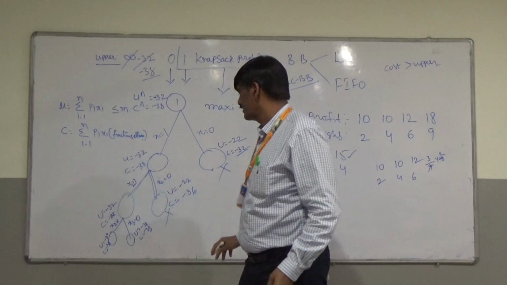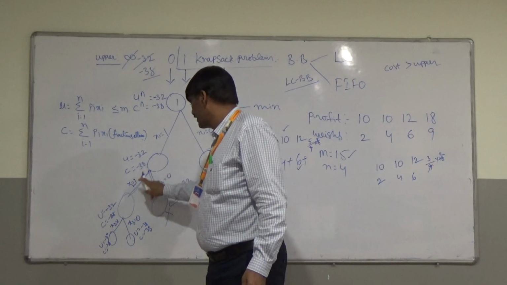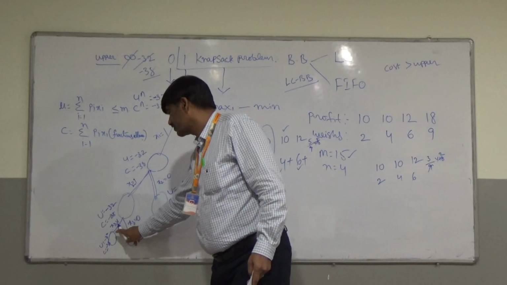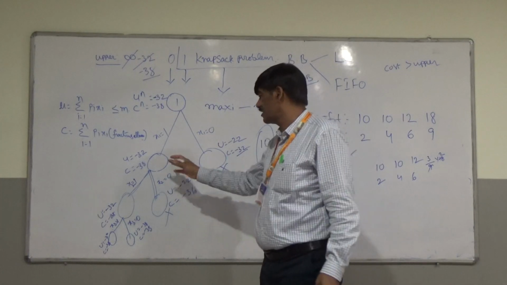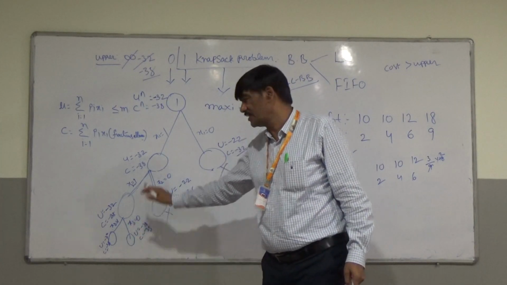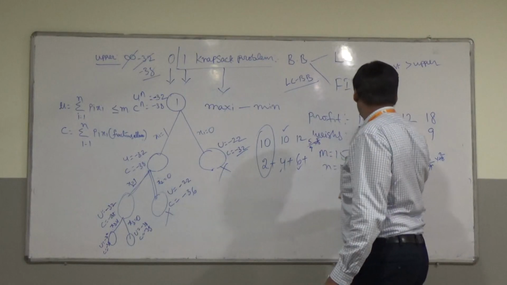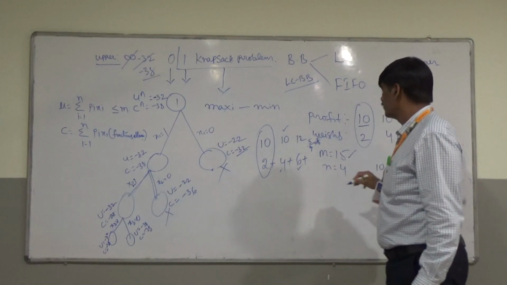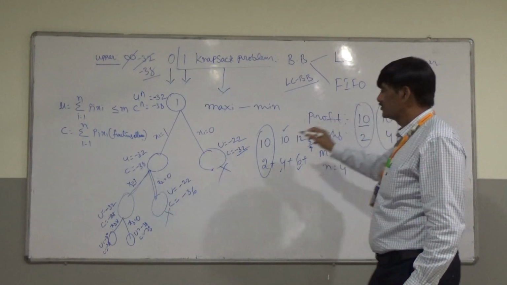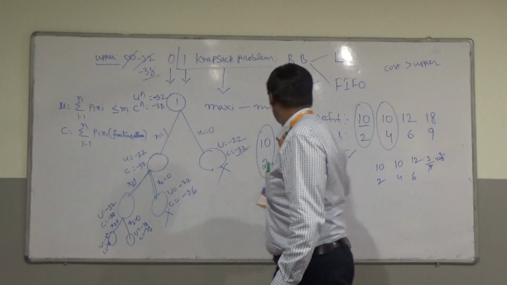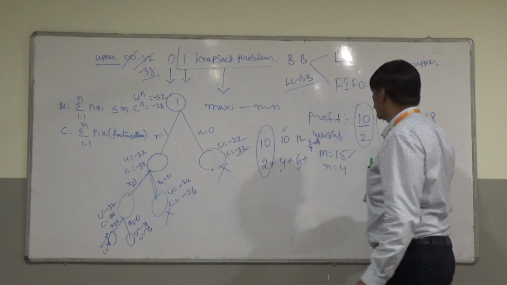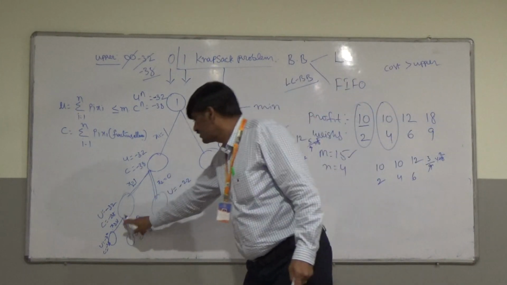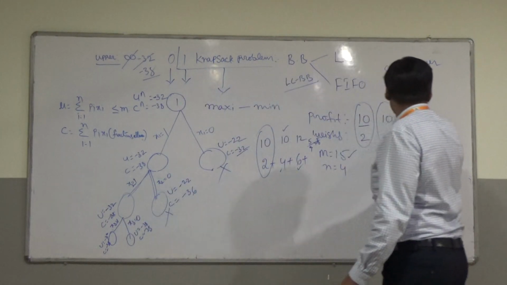So from these two, first x1 is considered, x2 is also considered, x3 is also considered. Next, if you want x4 considered, it is not possible. Because if you take the first item, weight is 2, and you take the second item, x1 equals 1 means weight 2 completed, x2 equals 1 means 4 more completed, next x3 equals 1 means that is also 6 completed.